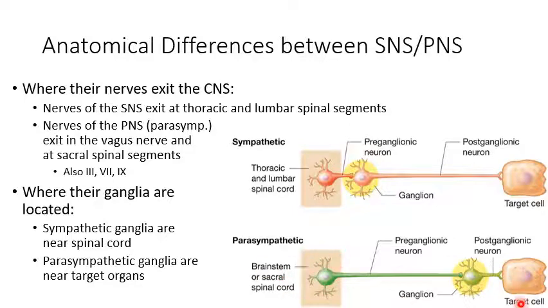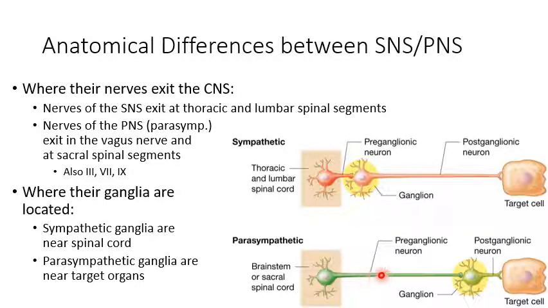Then for the parasympathetic nervous system, the preganglionic cell body is going to be found either in the sacral spinal cord or in the brainstem. The axon of the preganglionic neuron is going to exit the central nervous system either along a sacral spinal nerve or along a cranial nerve. Probably it would be the vagus nerve. Most of the preganglionic neurons that have their cell body in the brainstem will be sending their axons out along the vagus nerve.